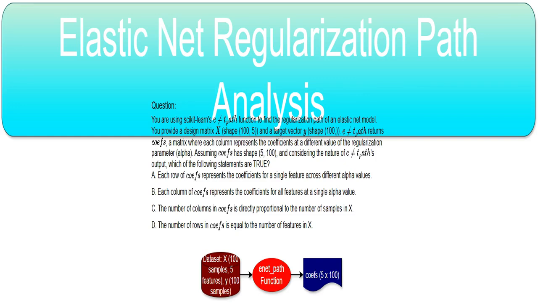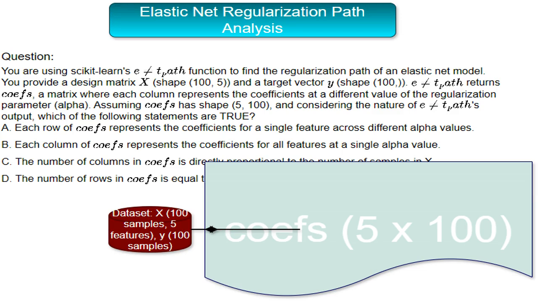We're going to analyze the results from an elastic net regression, a type of regression that uses both L1 and L2 regularization to prevent overfitting. Think of it like finding the sweet spot between model simplicity and accuracy. This tells us the shape of the output array from the enet_path function. It has 5 rows and 100 columns. I'll show you what this means for the coefficients below.